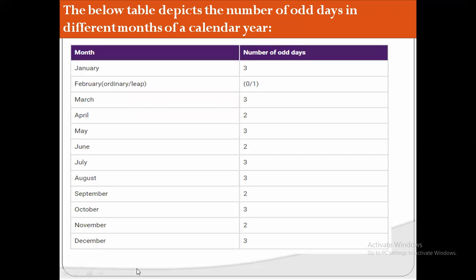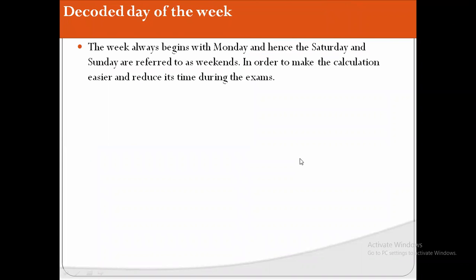So here is the chart of the conclusions I have given you. January has 3 odd days. February has 0 if it is an ordinary year and 1 if it is a leap year. March is 3, April 2, May 3, June 2, July 3, August 3, September 2, October 3, November 2, and December 3 odd days. I have told you how to calculate these odd days, and if you remember this, it is very useful for you.